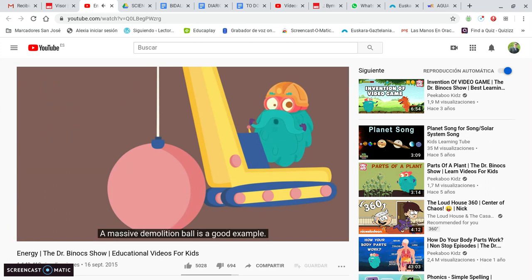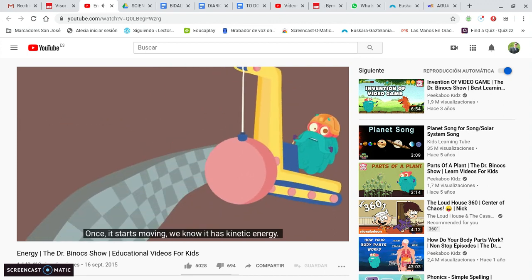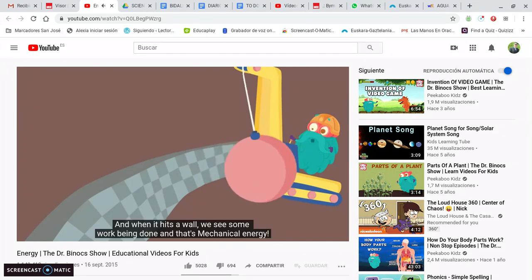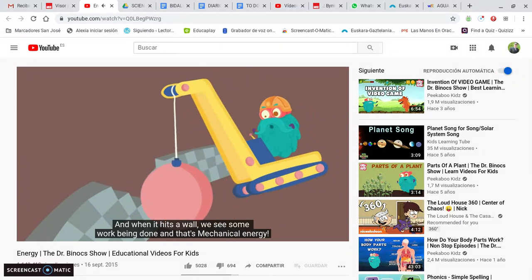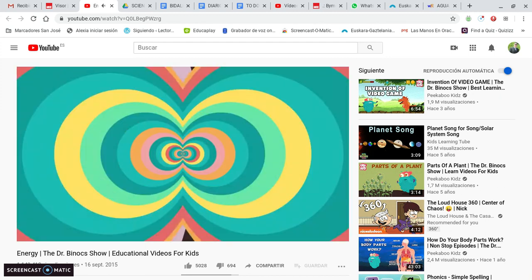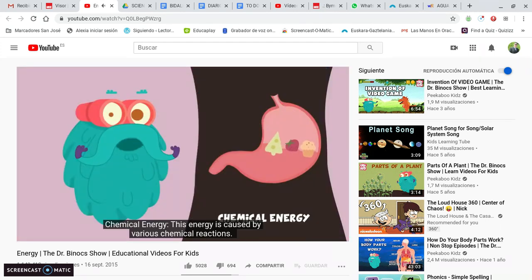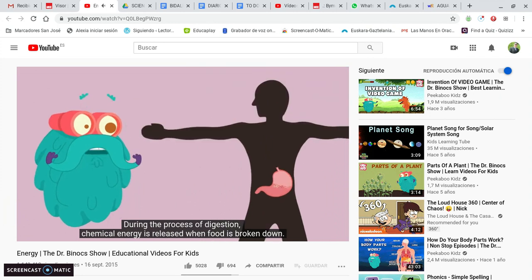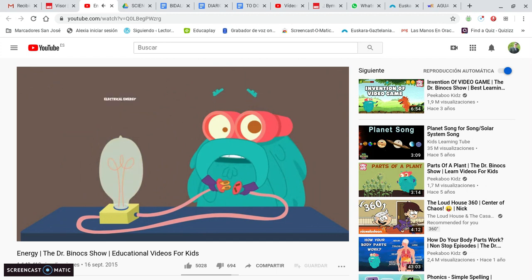A massive demolition ball is a good example. Once the ball is at rest, it has potential energy. Once it starts moving, we know it has kinetic energy. And when it hits a wall, we see some work being done, and that's because of the mechanical energy. Chemical energy. This energy is caused by various chemical reactions. During the process of digestion, chemical energy is released when food is broken down.